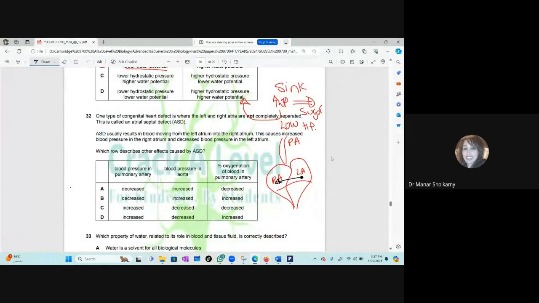Okay, I'm back. So they're telling you that the blood is going to move from the left atrium to the right atrium. The blood in the left atrium is oxygenated, okay? So it will enter the right atrium and it will pump from the right atrium to the right ventricle and from the right ventricle into the pulmonary artery. So now the pulmonary artery will have more blood because this blood came from the left atrium. So the blood pressure in the pulmonary artery will increase or decrease?